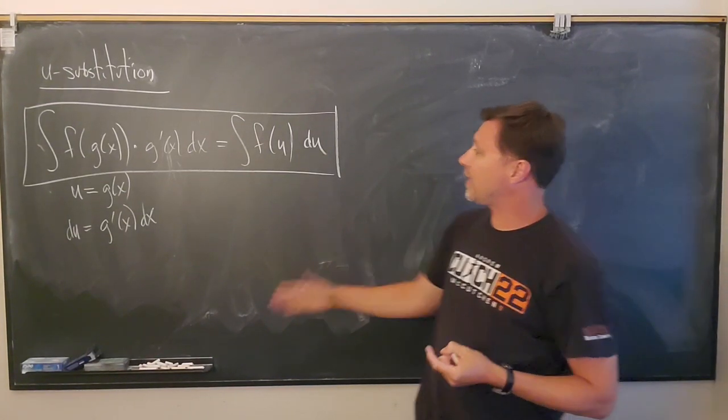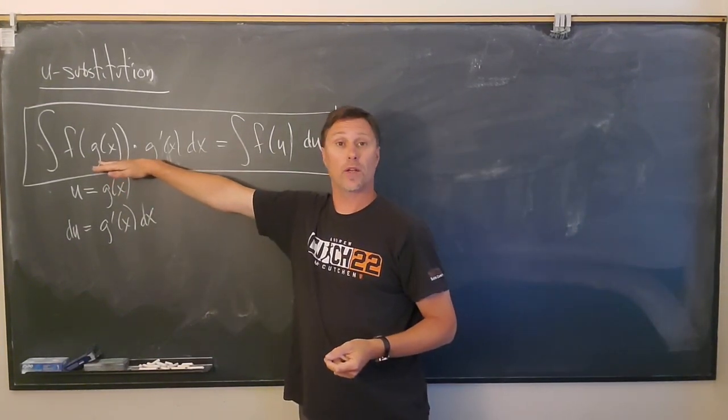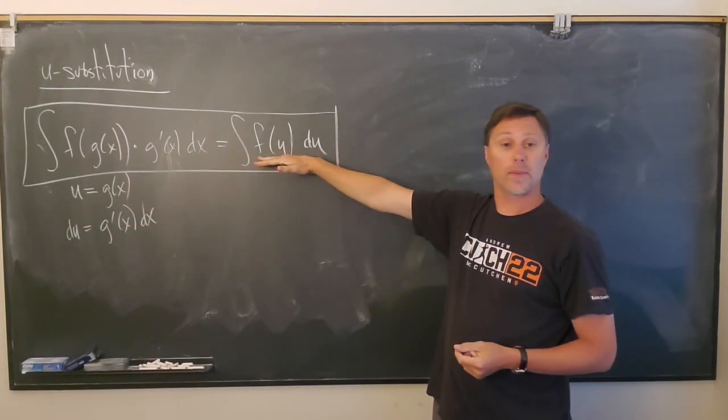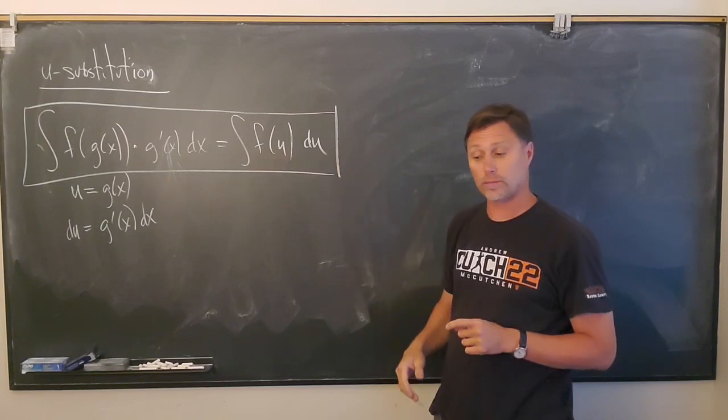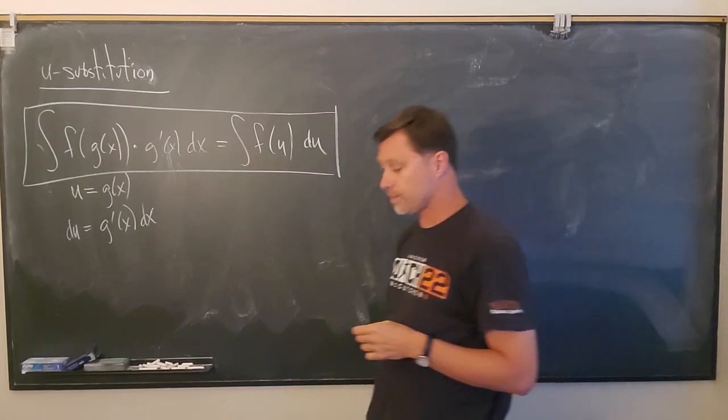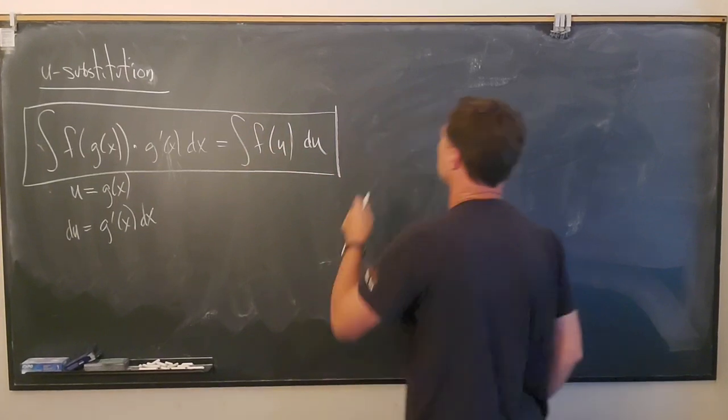And the idea is, hopefully it takes a complicated integral and replaces it with something much more simple, right? Hopefully, preferably, something for which we have a formula, right? So there's the general idea. So let's work on some examples here.